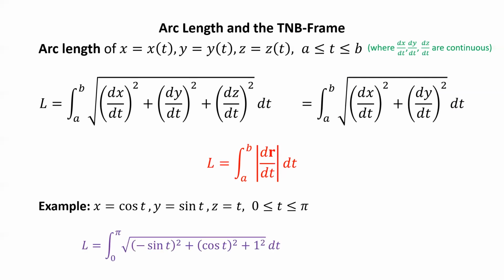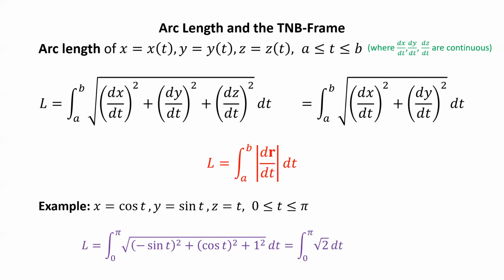So using the arc length formula, the length is the integral from 0 to pi of a square root of a sum of the derivatives squared. Well, the derivative of cosine t is negative sine t, the derivative of sine t is cosine t, and the derivative of t is 1. So we just plug those derivatives into the arc length formula.